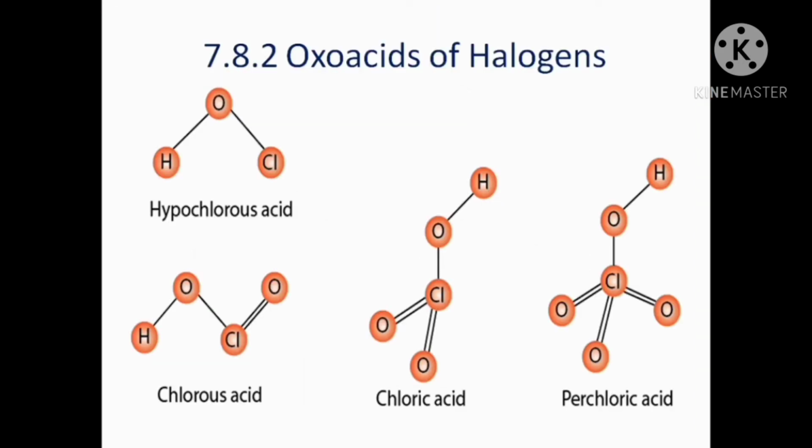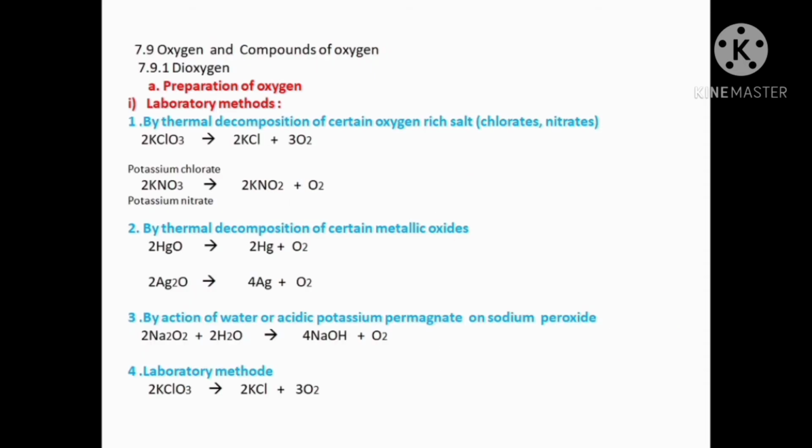Then oxoacids of halogens: hypochlorous acid, HOCl. Then chlorous acid, HClO2. Chloric acid, HClO3, and perchloric acid, HClO4. These are some oxoacids of halogen atoms.